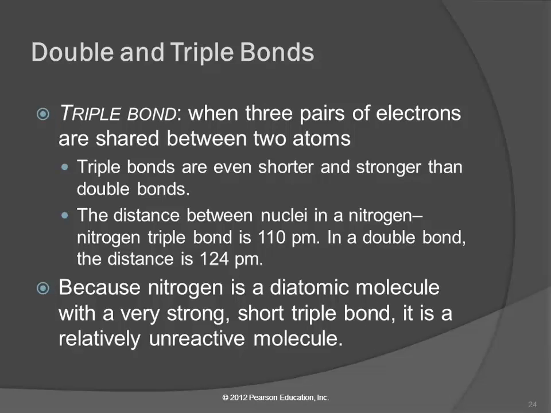Triple bond. So a triple bond is three pairs of electrons being shared. Those are even shorter and stronger than the double bonds. A nitrogen-nitrogen triple bond has a bond length of 110 picometers, and a nitrogen-nitrogen double bond is 124. So the more bonds you get, the tighter it is, it pulls them in closer. If you think of them as being a rope, if there's three, it's going to require more effort to break than just one. How do you get nitrogen to form a double bond? You can get nitrogen to form a double bond by letting it form a bond with something else so that it still gets an octet. So nitrogen, with its triple bond, is more inert than these other guys.